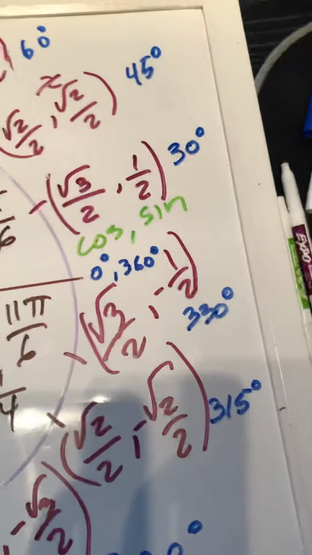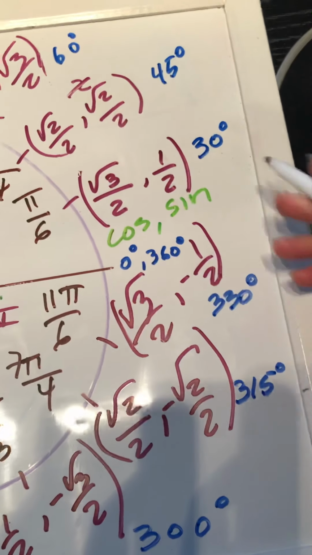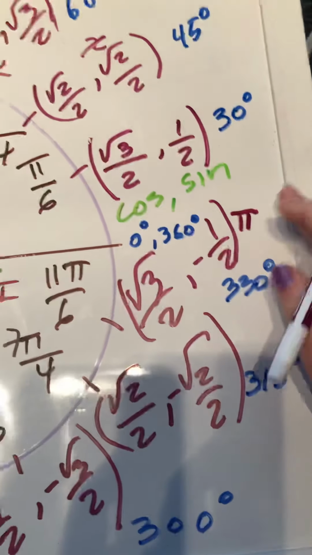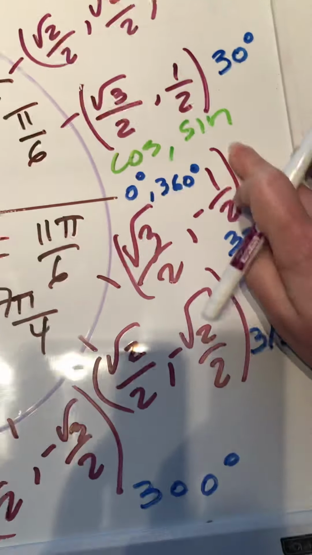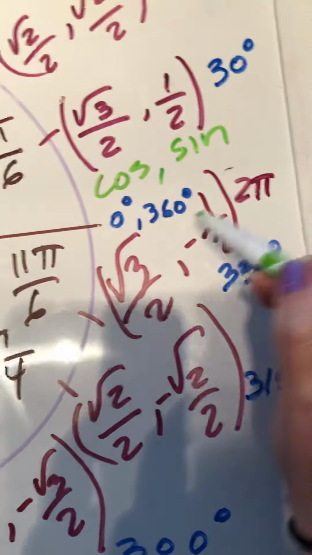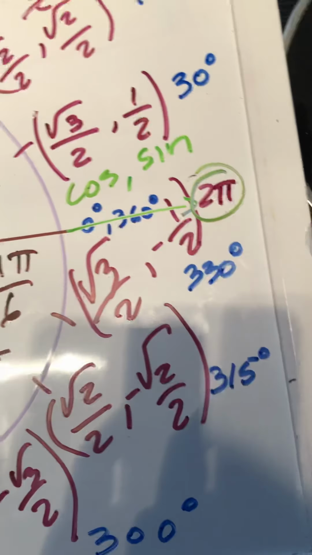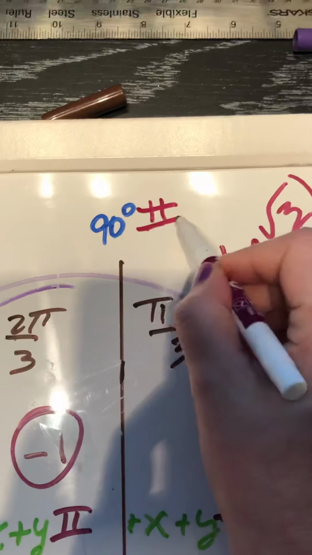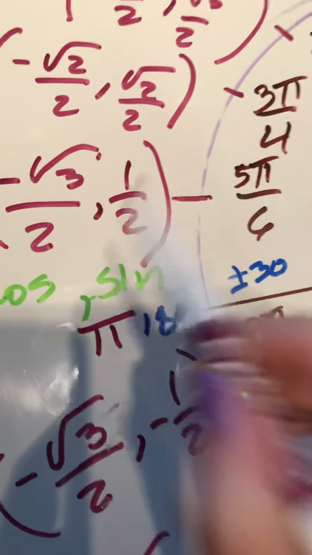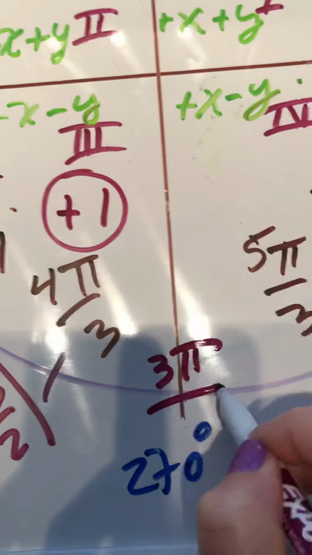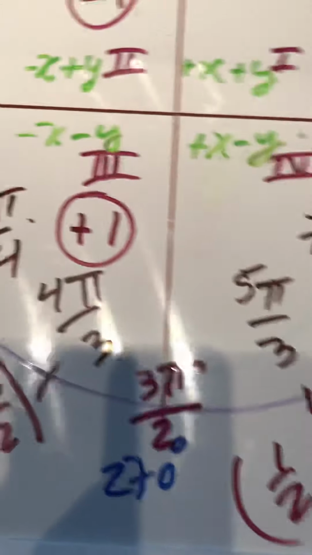All right, oh, for this one that I didn't put the values. This one is gonna be, obviously, 2 pi. Let me put this one right here. It's gonna be 2 pi. This one is gonna be pi over 2. This one is gonna be pi. And this one is gonna be 3 pi over 2.